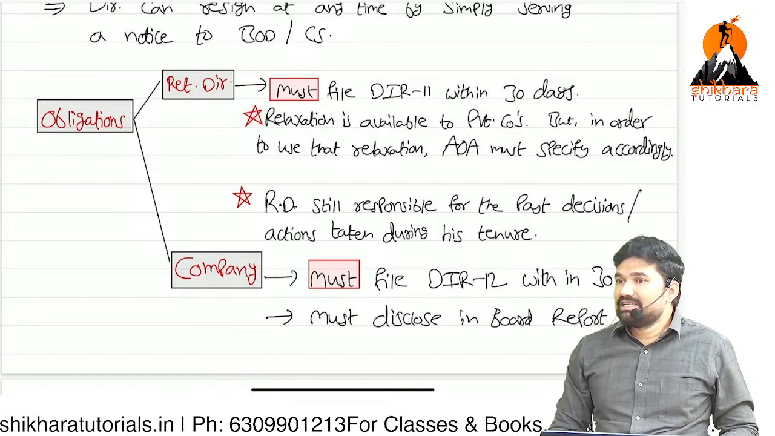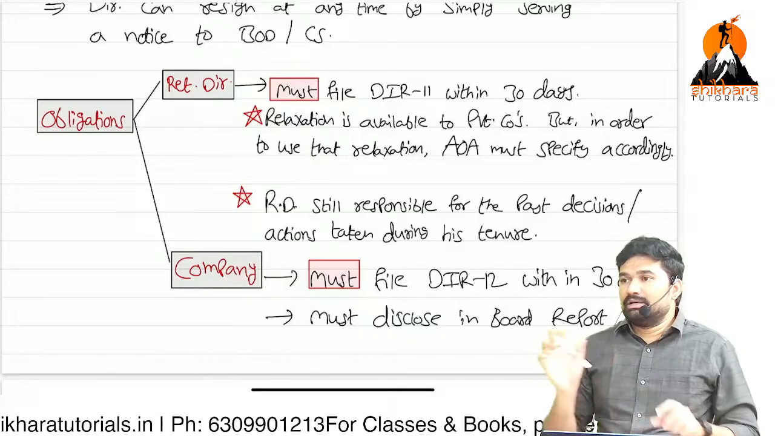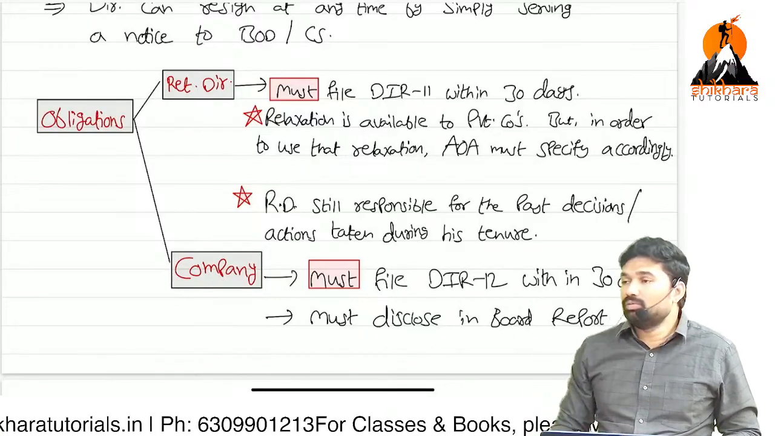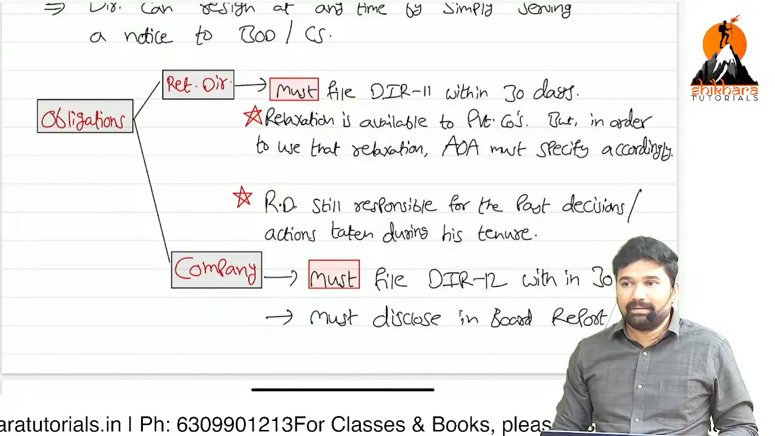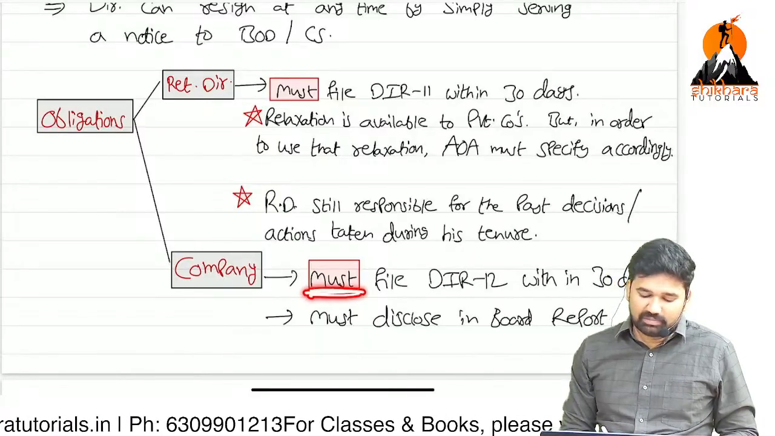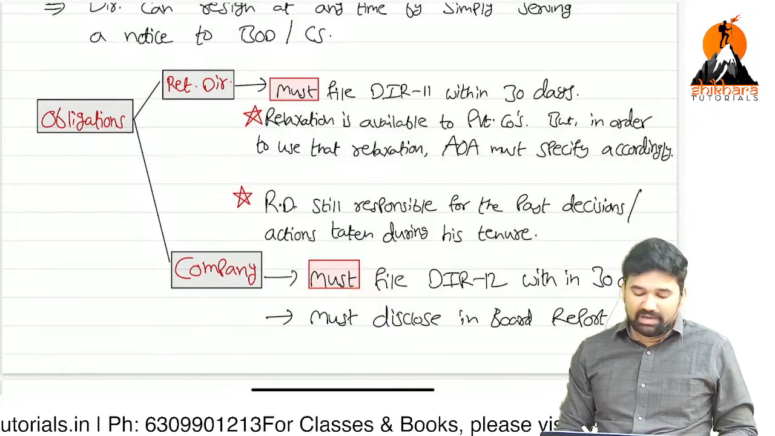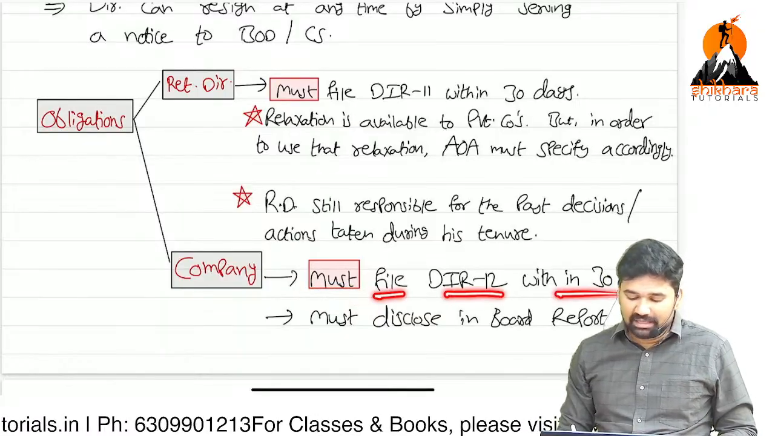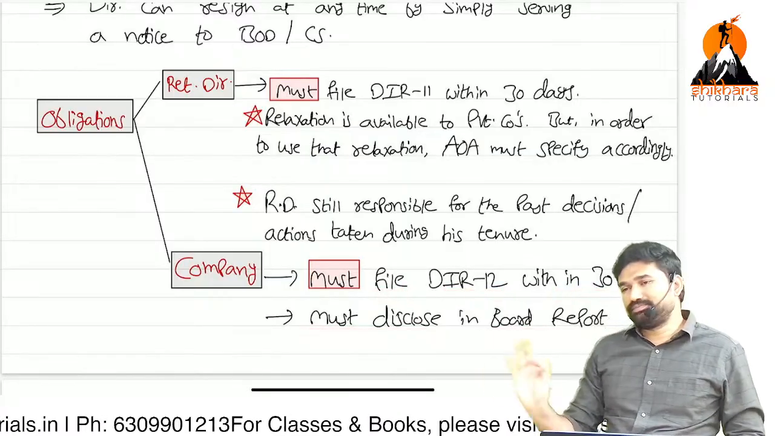As and when a change appears in the directors, then you have to intimate MCA within 13 days through the form DIR 11. Here also, is it must or may? Must or may. Company must file DIR 12 within 30 days and must disclose in board report.